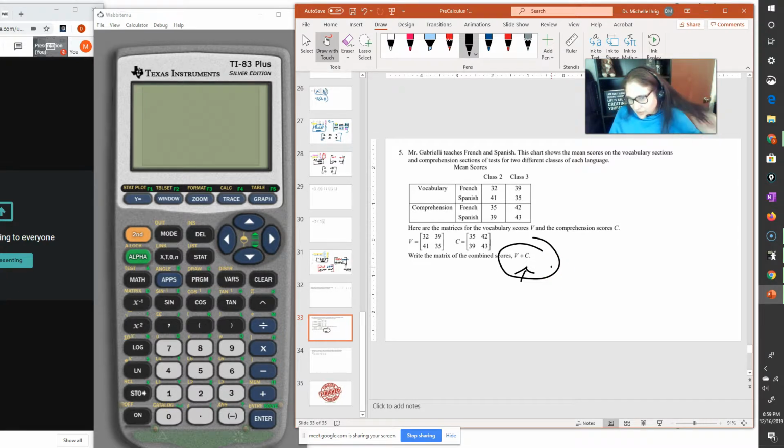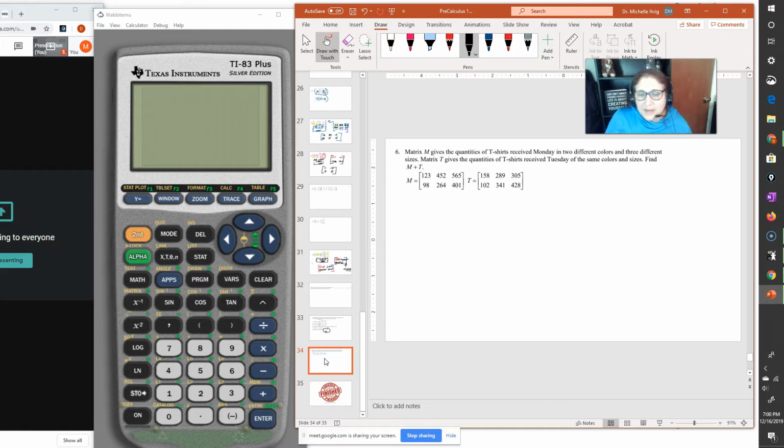This chart shows the mean scores of the vocabulary sections, the comprehension sections. It's got vocabulary, comprehension. They pulled the data out for you already, where the vocabulary is V, and that's 32, 39, 41, 45. The comprehension is C, which is 35, 42, 39, 43. And then they just want you to add them up. That's it. Okay, so it's the same type of math, but you're just adding it up. Again, you can put it right in the calculator, let the calculator do the work for you.